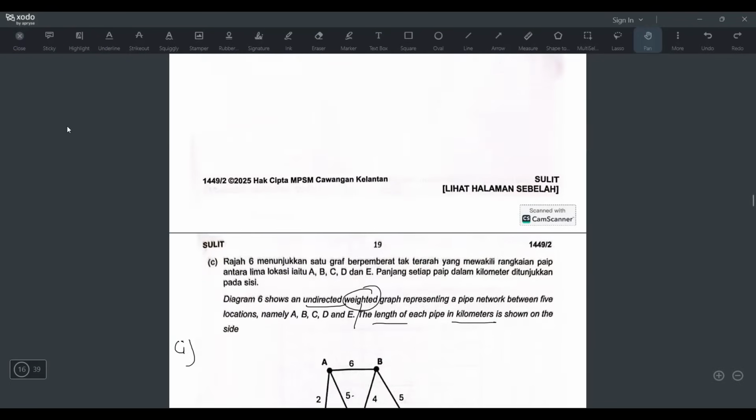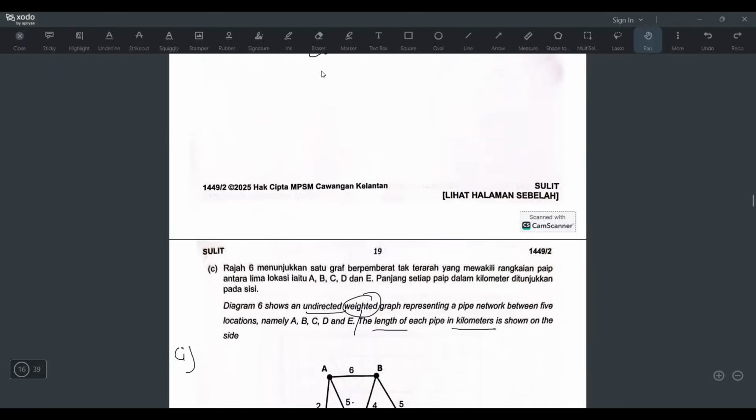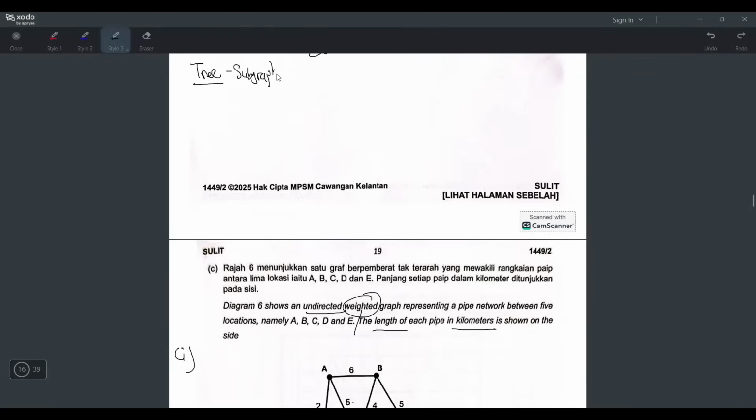If you don't know what is tree, then you cannot do this question. So let's talk about tree. What is tree? Pokok. But what does it mean in the mathematic context? So in mathematics, it means what? First of all, you need to understand tree is actually a subgraph. Yeah, tree is actually subgraph.